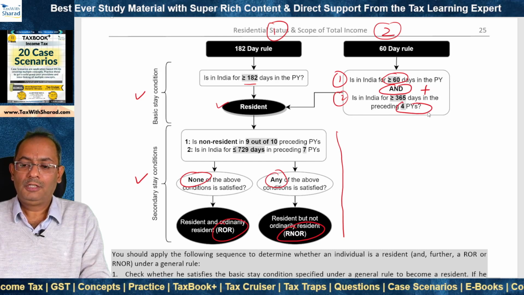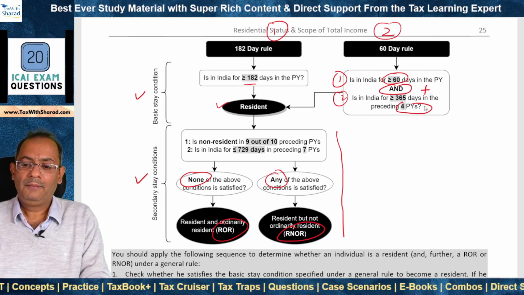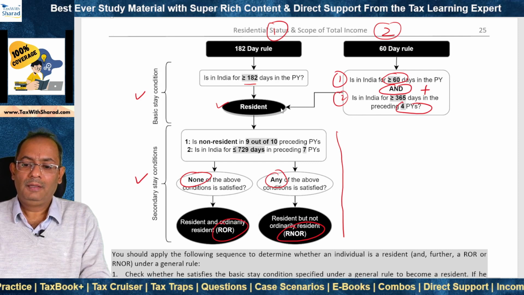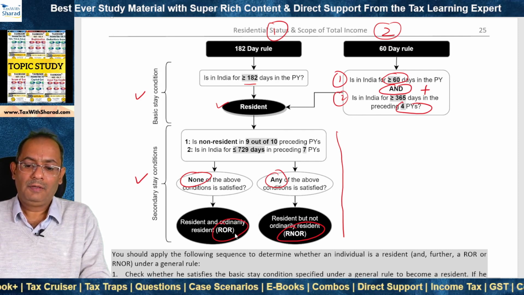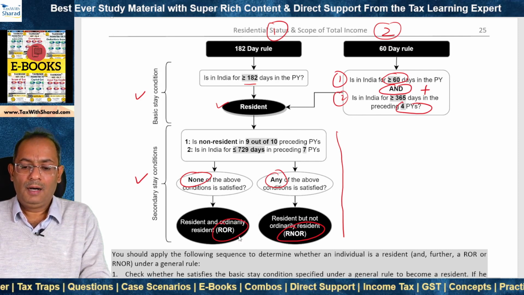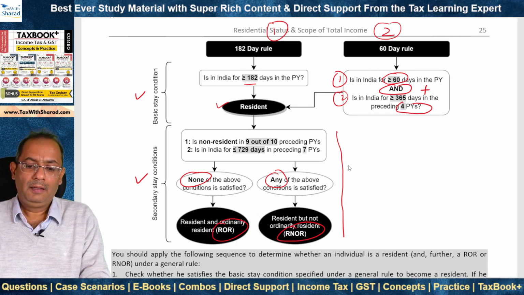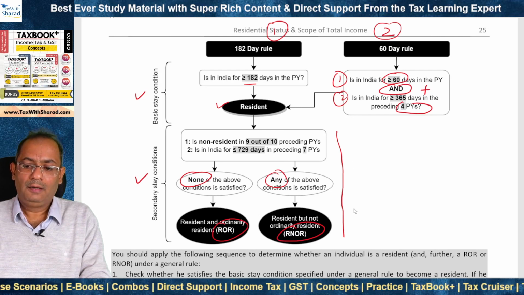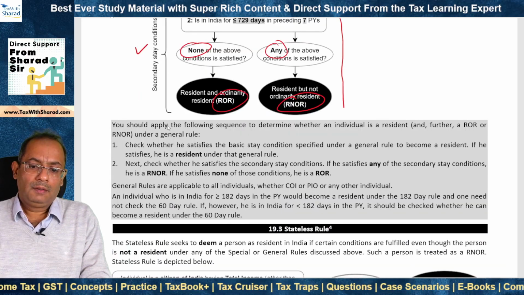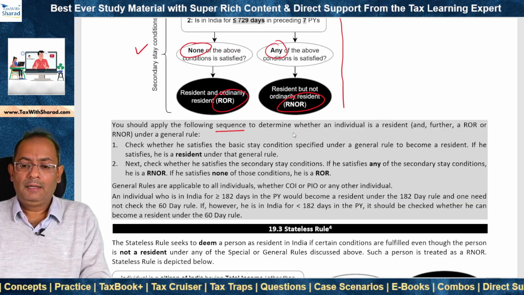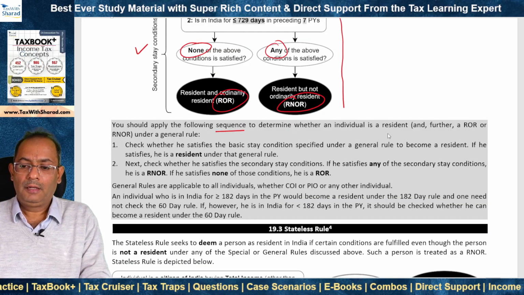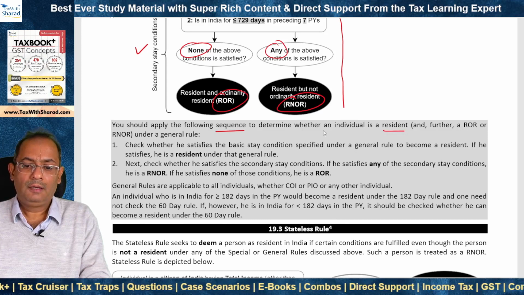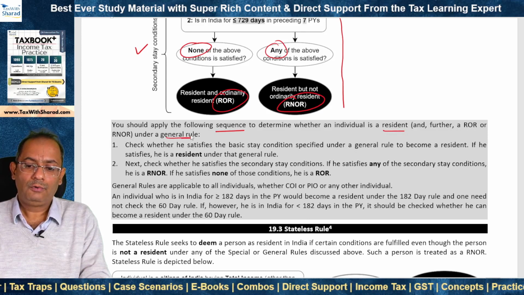So both these conditions need to be satisfied, and if that be the case, then the person becomes a resident. And again, classification is done of ROR or RNOR depending on the satisfaction of secondary stay conditions. So what is the sequence that we need to apply to determine whether an individual is a resident and further a ROR or RNOR under a general rule?